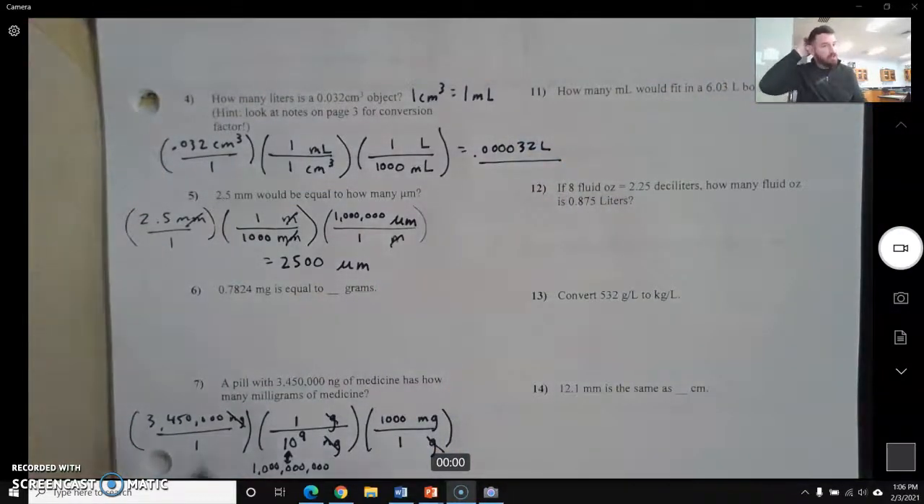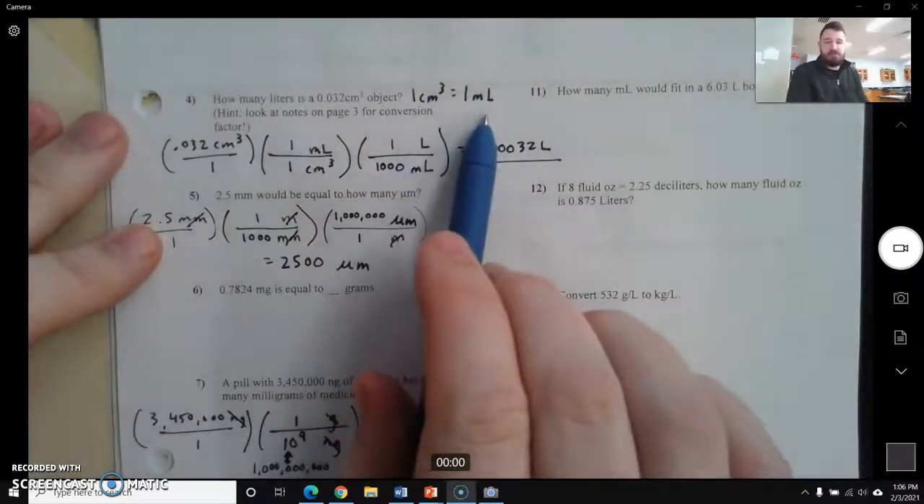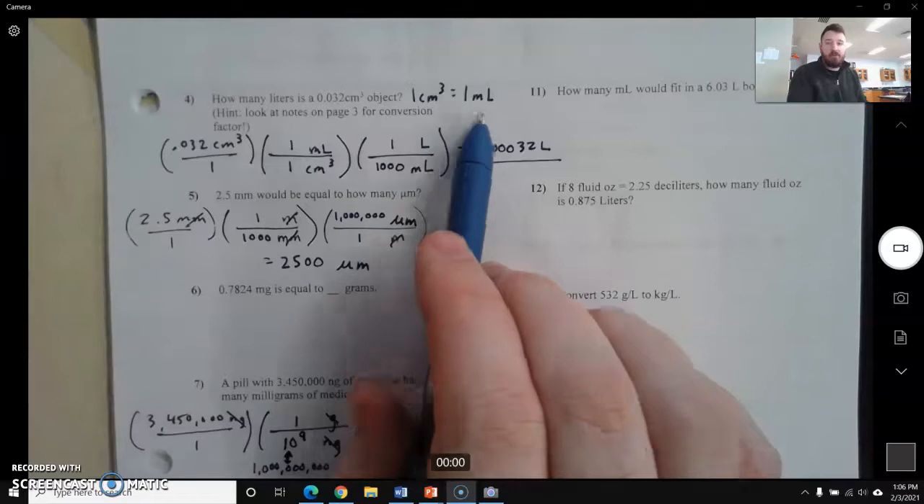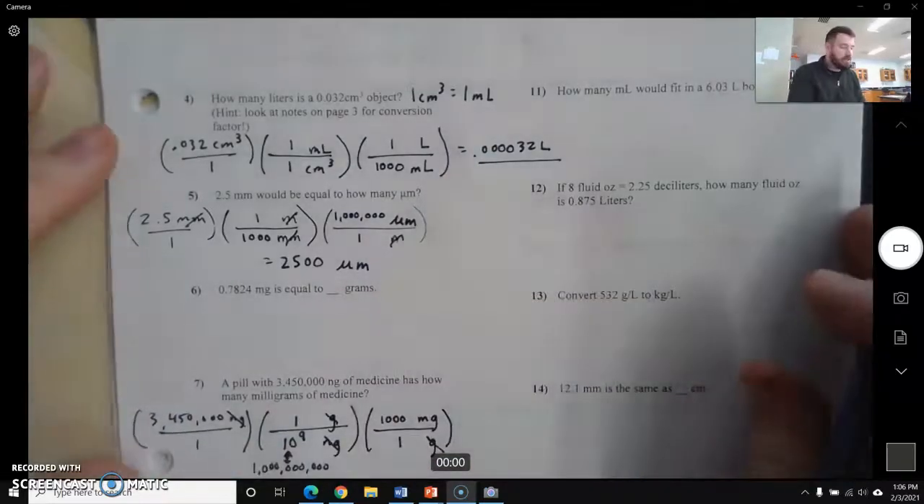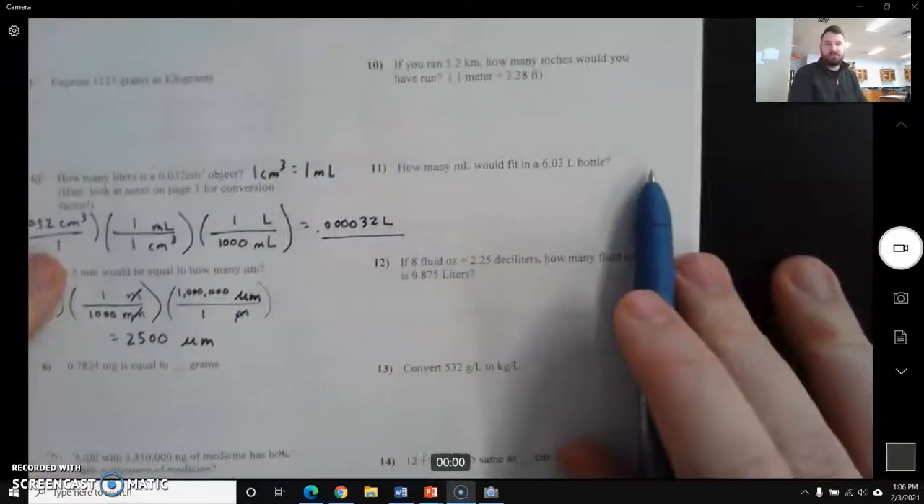All right, so the big key here is knowing that 1 centimeter cubed is equal to 1 milliliter. If you did not know that, well, then you can't blame yourself for not being able to answer the problem just yet. All right, let's take a look at number 10.